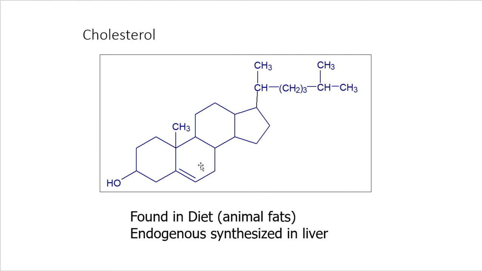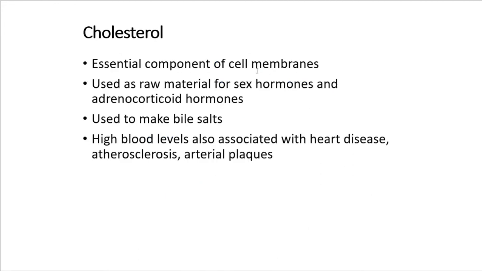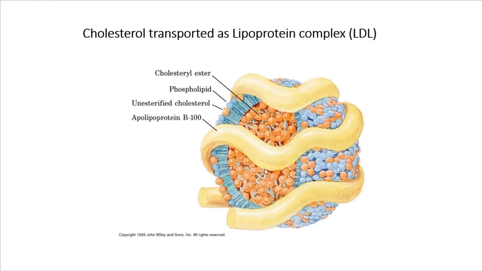It is found in the diet of animals, and it is also synthesized in the liver. Cholesterol is an essential component of the cell membranes. It's used as a raw material for sex hormones, and also to make bile salts. High blood levels are associated with heart disease like atherosclerosis and arterial plaques.